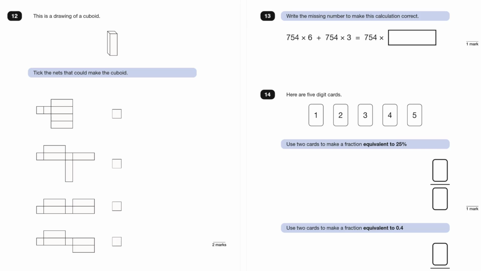Question 12. This is a drawing of a cuboid. I'm going to get my pointer, and you need to tick the nets that could make the cuboid. So knowing what cubes and cuboid nets look like is something you do need to know in year 6, and there are things on this.